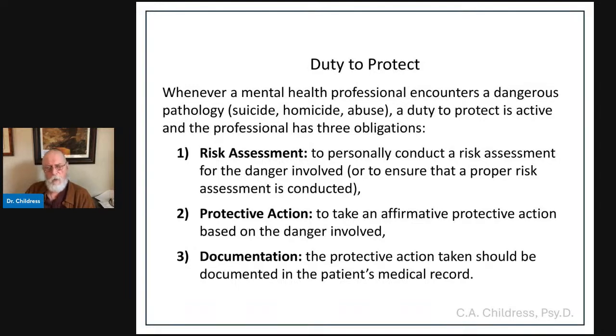In addition, the second obligation is that the mental health professional needs to take affirmative protective action based on the danger involved. So they need to do something. So again, for suicide, that might be increasing the number of sessions to twice a week, or setting up a phone call to check in with the person, activating the social support network around the person. So some sort of affirmative protective action must be taken. For homicide, it might be contacting the police, or contacting the intended victim under certain circumstances. For abuse, there would be protective actions relative to referrals into child protective services, and other steps that might be warranted relative to a child abuse risk or spousal abuse risk, helping the parent get into a shelter or something like that.